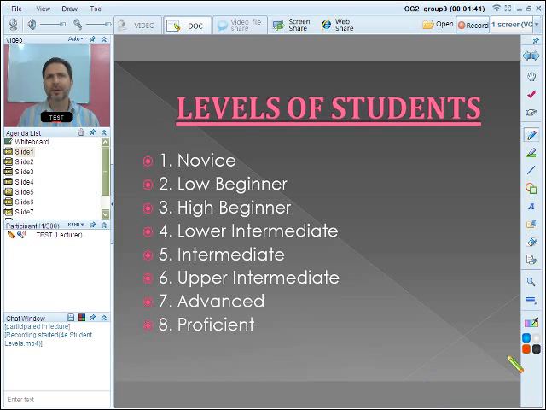Today I'm just going to give a very brief review of student levels. Sometimes you hear people talking about a student being a low level, high level, advanced, beginner. What exactly does that mean? How do we, in a way, qualify that? To some extent, maybe quantify. How do we understand, or how do we know a student is a certain level and not another level?